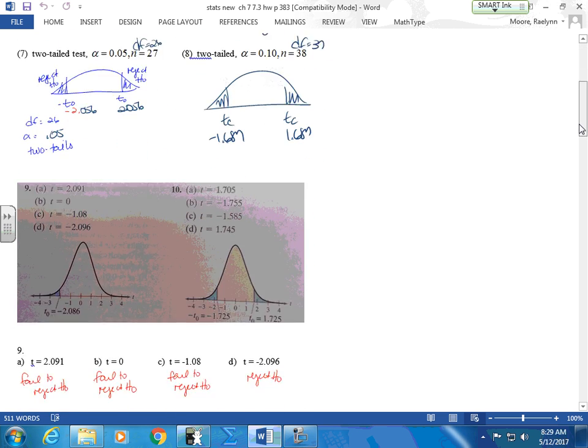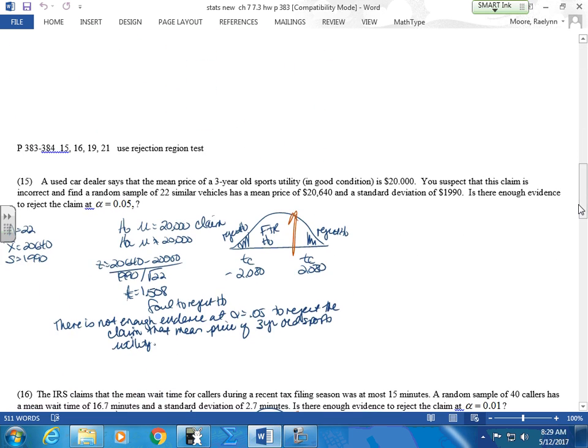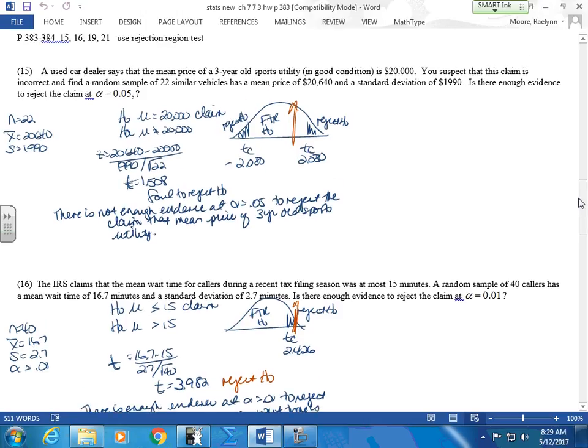Okay, the next one, 15 and 16, I wanted you to do with reject region. So you find your claim. The used car dealer says the mean price of a 3-year-old sport utility in good condition equals 20,000. Start by writing your claim. If it has an equal sign, it's the H0. The HA, not equal to. Those are your 2 tails. Label these reject H0, fail to reject H0, reject H0. Find your critical value in table 5. This is your test statistic.